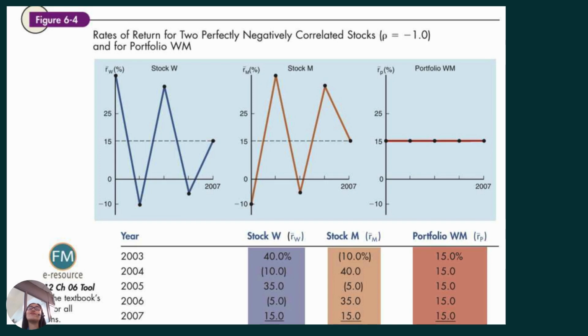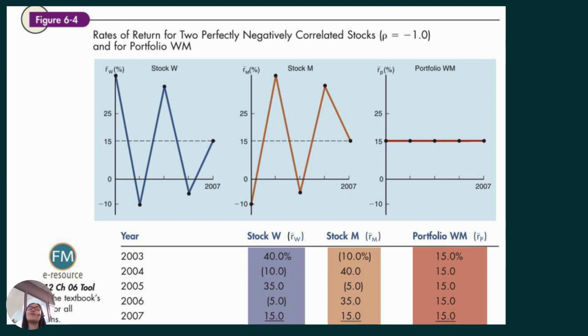So the tendency of two variables to move together is called correlation, and the correlation coefficient measures this tendency. The symbol of the correlation coefficient is the Greek letter rho. In statistical terms, they say that the returns of stock W and M are perfectly negatively correlated, with rho equal to negative 1.0. The opposite of perfect negative correlation is perfect positive correlation, positive 1.0.